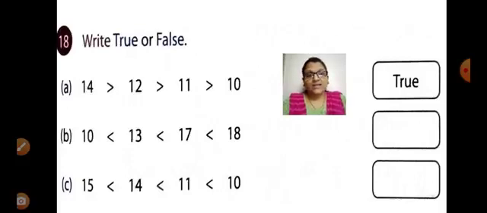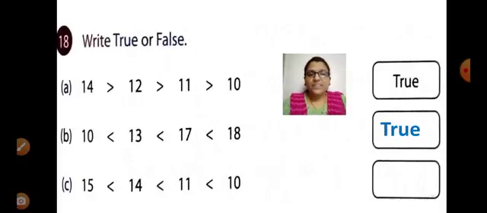Here the given statement is 10 is less than 13 is less than 17 and it is less than 18. Is this correct, children? Yes, the order of the numbers and the signs is correct. Hence, we will write true in the box.